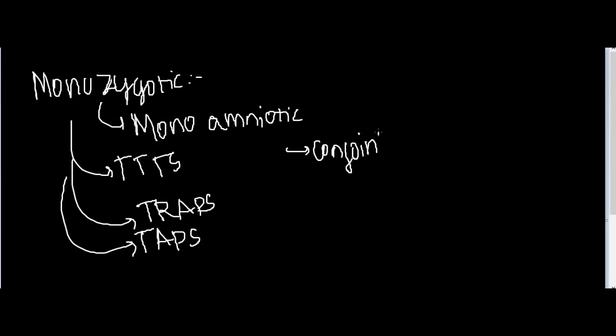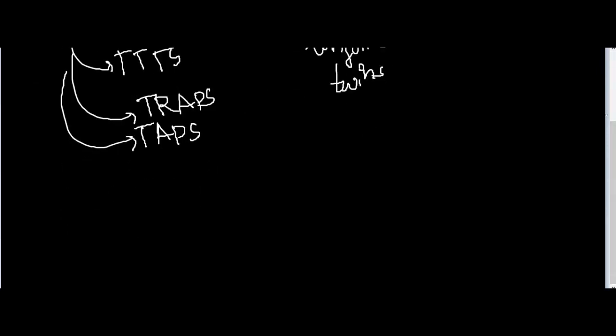Okay, so there can be monoamniotic twins, twin to twin transfusion syndrome, twin reversal arterial perfusion syndrome, twin anemia polycythemia sequence. I'll just explain about each of them in detail. So think that this is the uterus. Now this is one baby, this is the second baby.